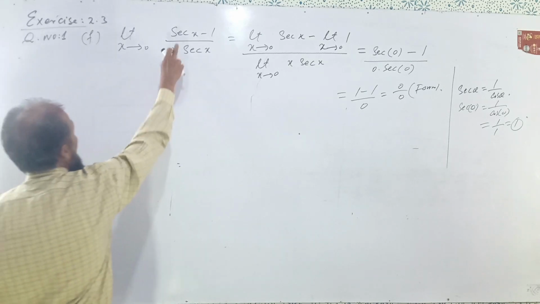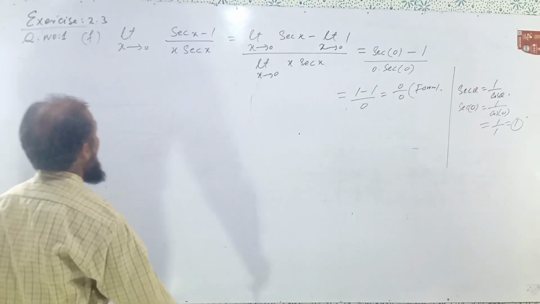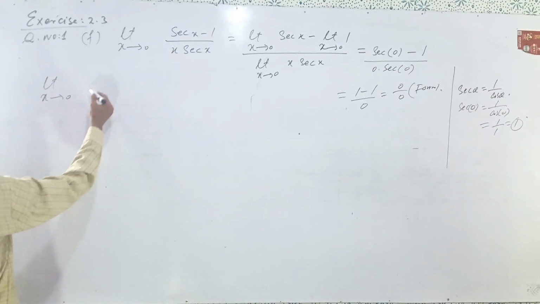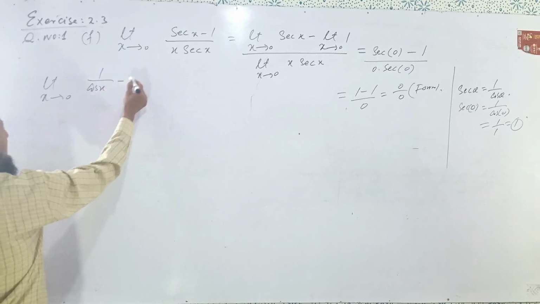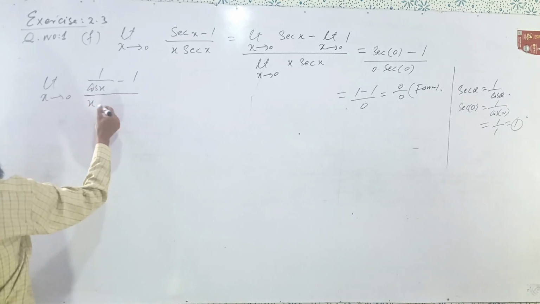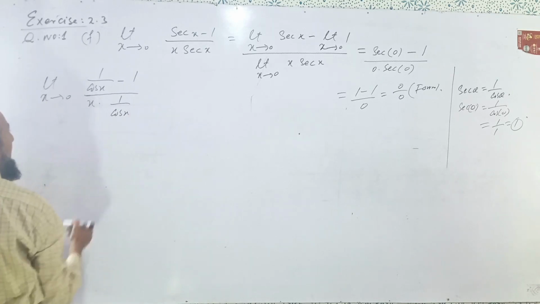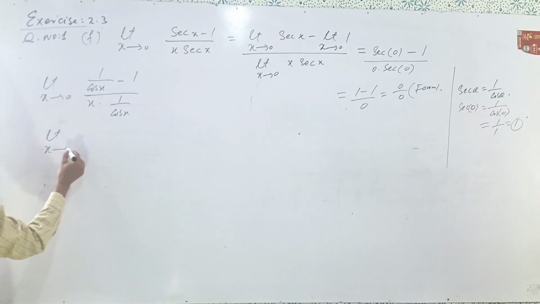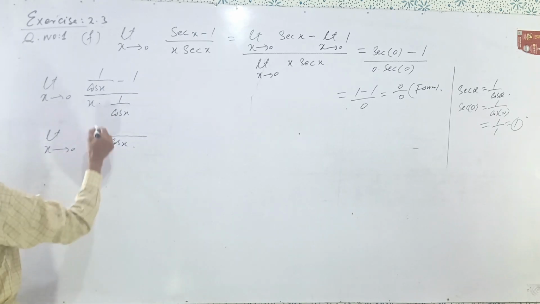Secant theta, we know that secant theta is equal to 1 over cos theta. Limit x tends to 0, secant theta we can write cos x minus 1. Similarly here secant x is 1 by cos x. Now we take here the LCM. Limit x tends to 0, cos x is the LCM. Here we get 1 and cos x is multiplied.